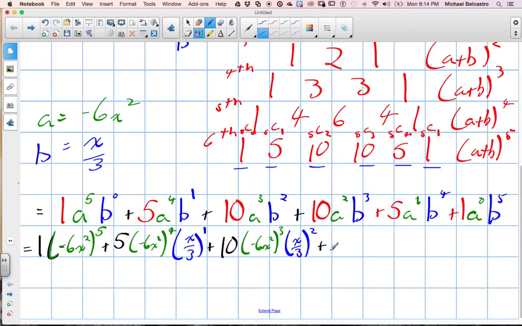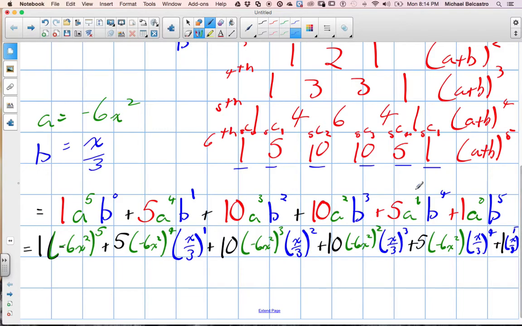And then plus 10 times negative 6x squared, squared. B is x over 3 to the power of 3, plus 5 times negative 6x squared. Our b term is x over 3 to the power of 4. And then finally plus, I can kind of squeeze it in. Remember the a term is unimportant here because it's a to the power of 0, which is 1. And it's just going to be x over 3 to the power of 5. Okay, we fit it in.